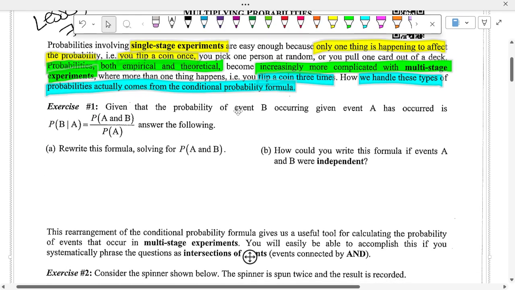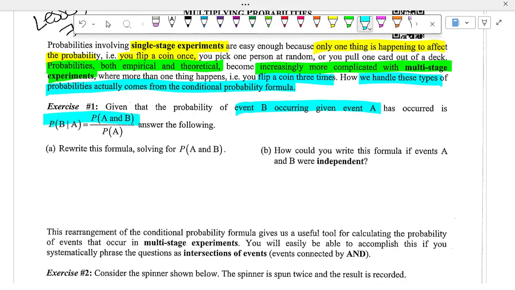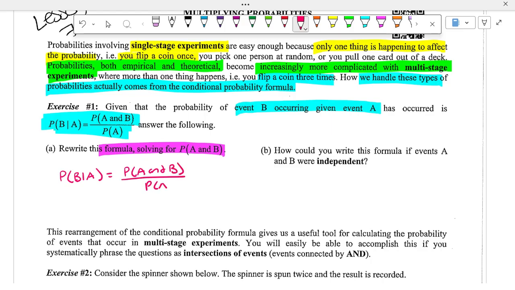How we handle these types of probabilities actually comes from the conditional probability formula. So given the probability of event B occurring given event A has occurred, we're given this formula. So that's the conditional probability formula that we're fairly used to. So we're going to rewrite this formula solving for P of A and B. So we got P of B given A is equal to P of A and B over P of A. I want to get this part by itself. How do I get that by itself? In other words, how do I get rid of the denominator?